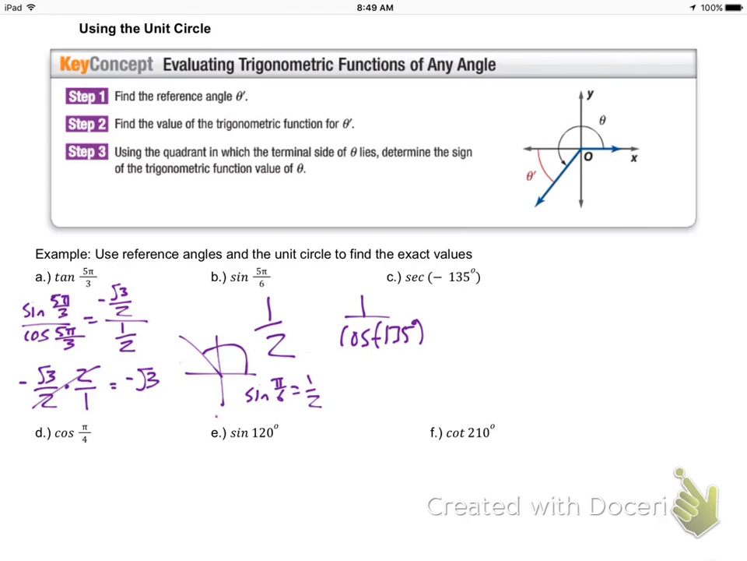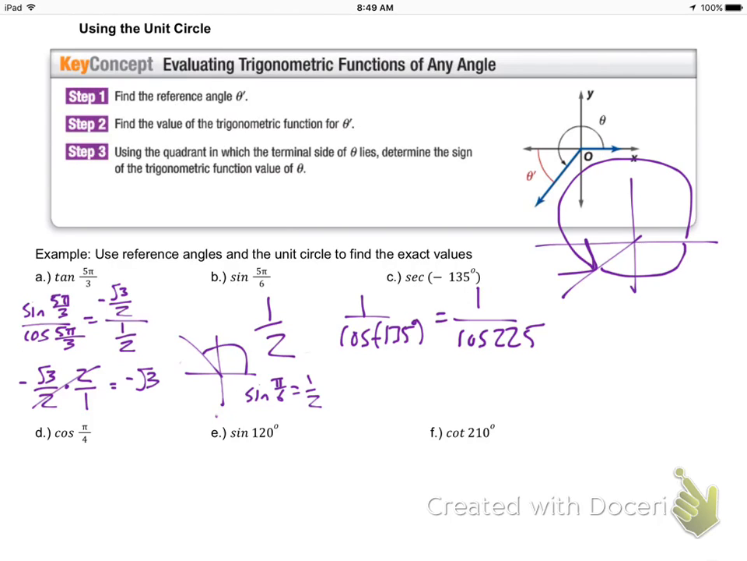Coterminal angle would not be 45. Coterminal would be, what other angle would end in the exact same spot? 225. So would you guys agree that this should be the same thing as 1 over cosine of 225? That's because negative 135 ends me here in the third quadrant, but that's going backwards. The coterminal angle wants to go forward.